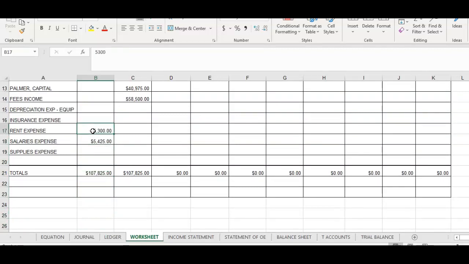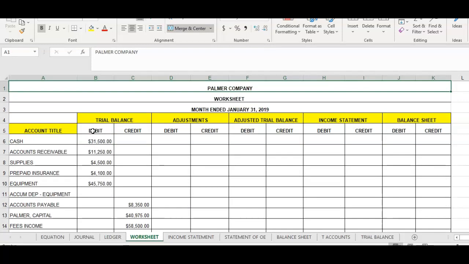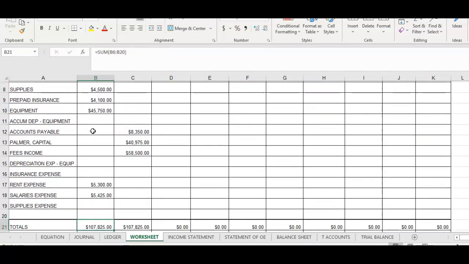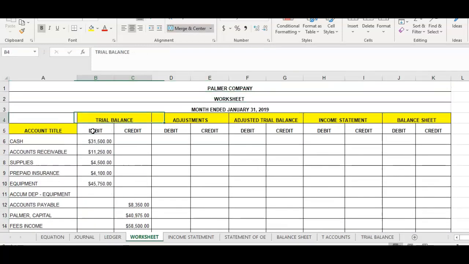Both the debit and credit column equals $107,825. So we've now completed the trial balance section of the worksheet. One section down, 4 to go. The next section is known as the adjustment section.